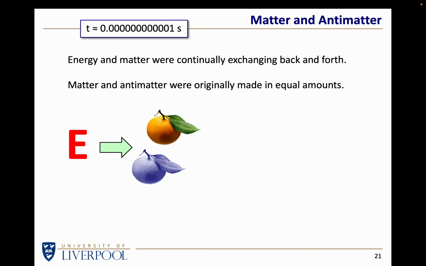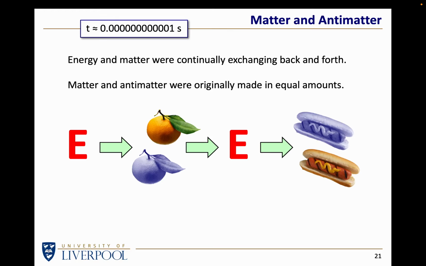It makes a particle of something and its antiparticle, which then annihilate with each other to make energy, usually in the form of radiation. And that energy can then make another particle of matter and its antimatter. It's not going to generate the same one again necessarily. It could generate something completely different. Probably not a hot dog and an anti-hot dog, but that doesn't matter. It generates some particle of matter and its antimatter equivalent. And that is going on back and forth, energy to matter and antimatter, back to energy, back to matter and antimatter, back and forth and back and forth.